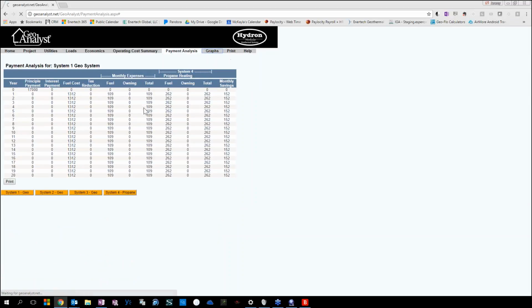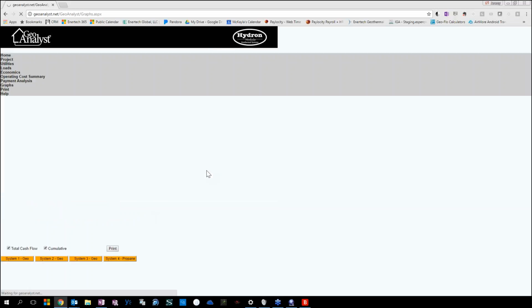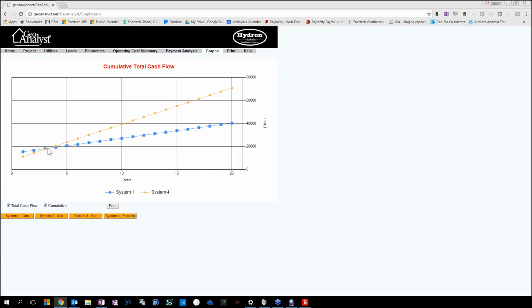We're going to skip that page. We'll go to the graphs page. Now, one important thing to remember on the graphs page is to always check total cash flow and cumulative cash flow. This is the chart that will show you the payback of your system. So here, remember, this guy got a 10% tax credit. He got a $1,000 rebate from the utility company, and we're comparing against $2 LP. But his payback was right there where those two lines intersect.